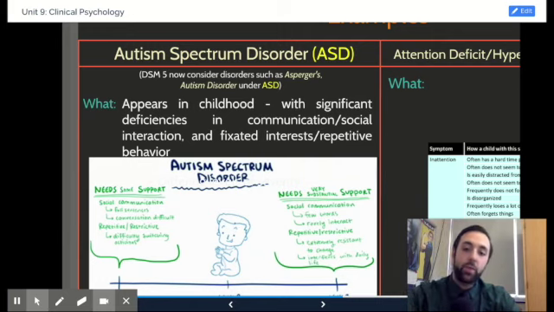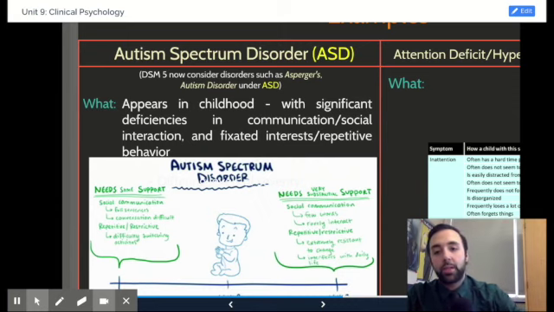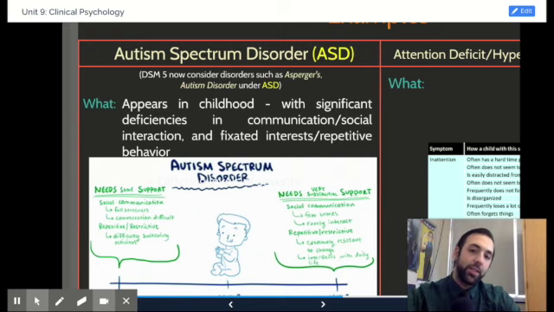As a result, we determine where along the autism spectrum each patient falls and then provide whatever supports are necessary at that point. But autism spectrum disorder is a disorder that typically appears in childhood, and there are usually significant deficiencies in communication and social interactions. Often that's coupled with what's called fixated interest or repetitive behaviors.